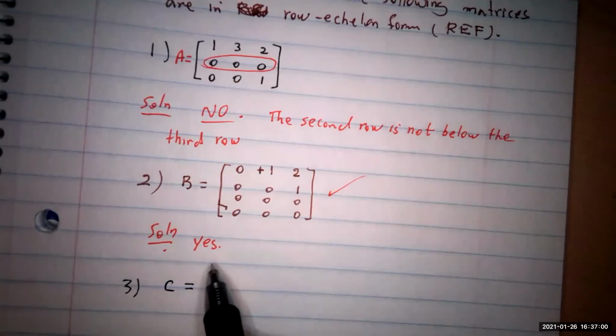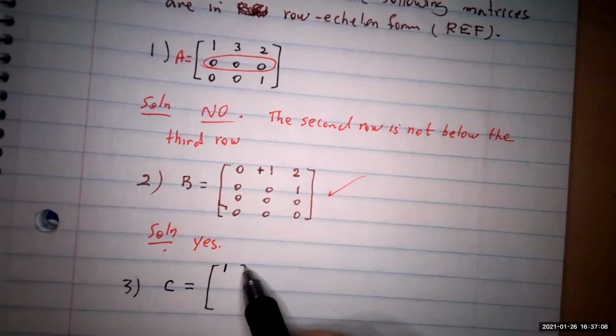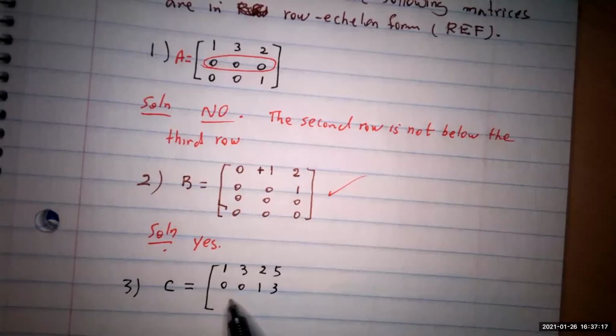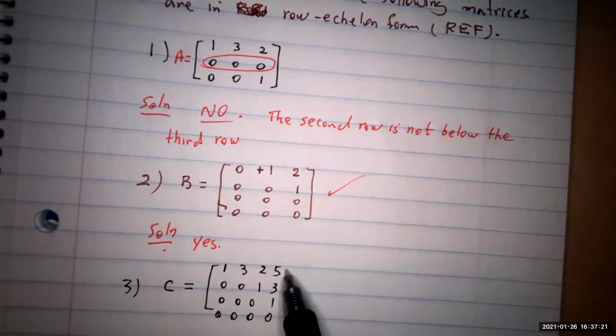part C. Okay, and the part C is this one, which is fine, 1, 3, 2, 5. Okay, and this is going to be 0, 0, 1, 3. And then you have the 0, 0, 0, 1, and the 0, 0, 0. So, everything is fine for this one.